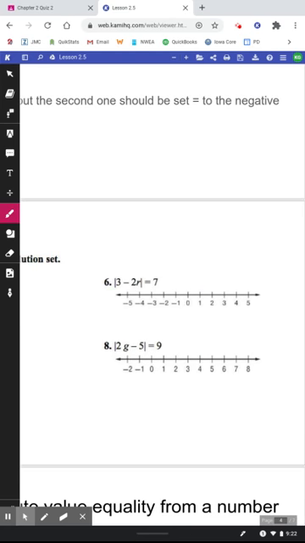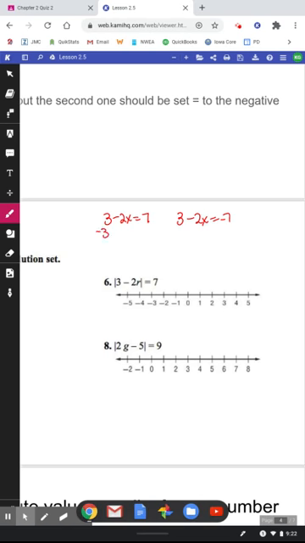On number 6 here, either 3 minus 2x would be 7, or 3 minus 2x would be negative 7. Subtract 3 on this one. So negative 2x equals 4, and then x is negative 2. Subtract 3 again over here, which would give me negative 10. Divide by negative 2, which would give me positive 5.